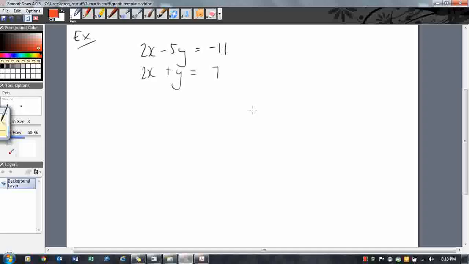Which variables have something similar in front of them? Let's have a look at the y's. Well, we've got a 5y and a 1y. They don't have the same coefficients. Can you see if you added them or subtracted them, you don't get 0, lots of y there, so it doesn't work. Okay, but the x's do. We've got positive 2x here, positive 2x here. What we can do is subtract them. So 2x minus 2x, and so we can actually subtract all the other parts as well. Subtract that part and subtract that part. Let's see what we get.